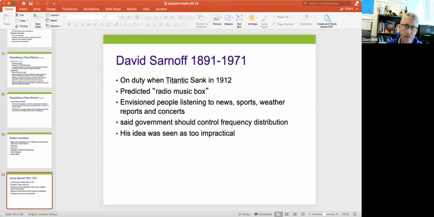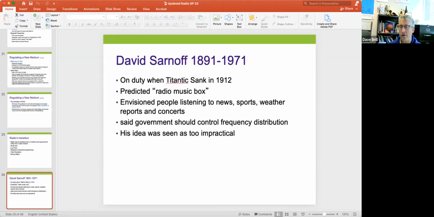So when people heard of David Sarnoff and heard about wireless technology, and being able to connect with people from shore to ship, when he started talking about how to turn that from a military application into maybe a consumer application, people at least heard him. They thought he was a little crazy, but this is what he predicted: a radio music box. He envisioned people listening to news, sports, weather reports, and concerts. Sound familiar, right?